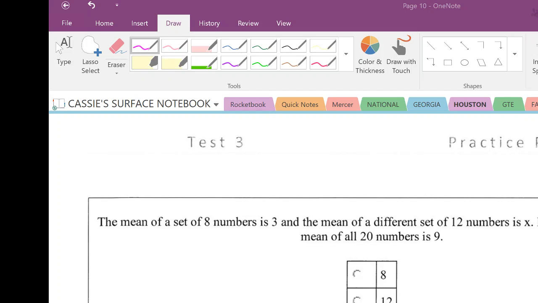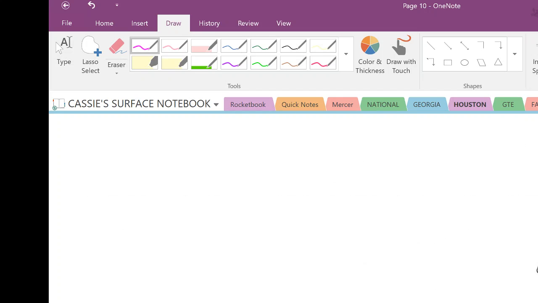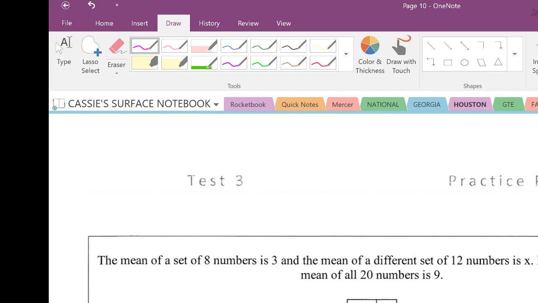Okay, this says 75 at the top, but it's actually stats practice problem number 10. It tells you that you've got 8 numbers, and their mean is 3, and the mean of a different set of 12 numbers is x, so you don't know the mean of the second set. They want that value, the mean, if you know that the mean of all 20 numbers is 9.